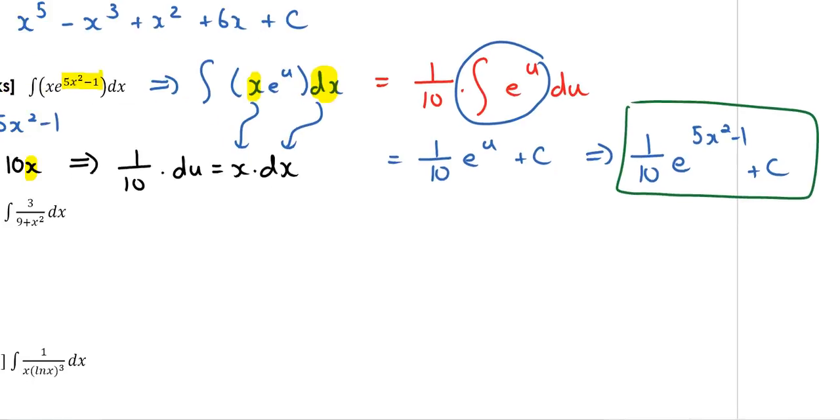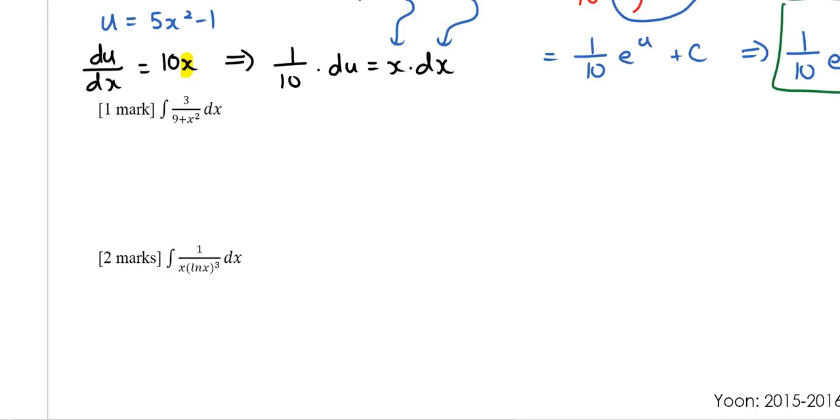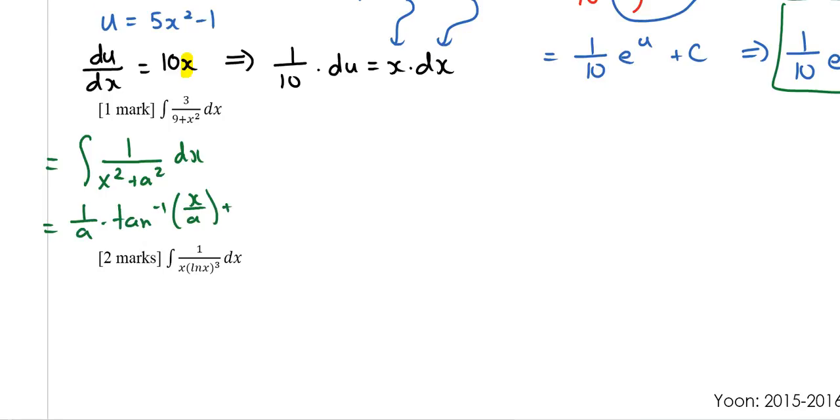Okay, let's move on to the next problem here. For this next problem, one thing that you may want to look up on your formula sheet is that the integral of 1 over x squared plus a squared dx is going to equal 1 over a times the inverse tan of x over a plus c.